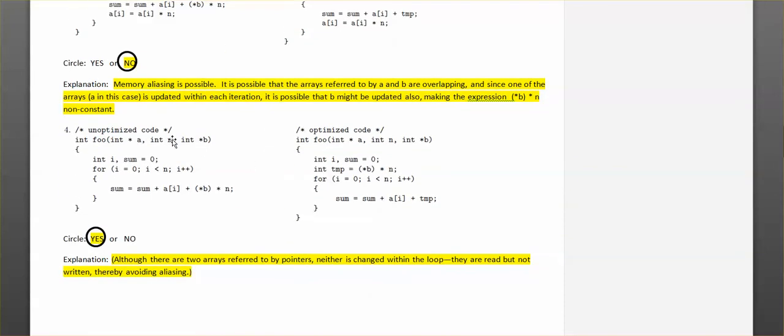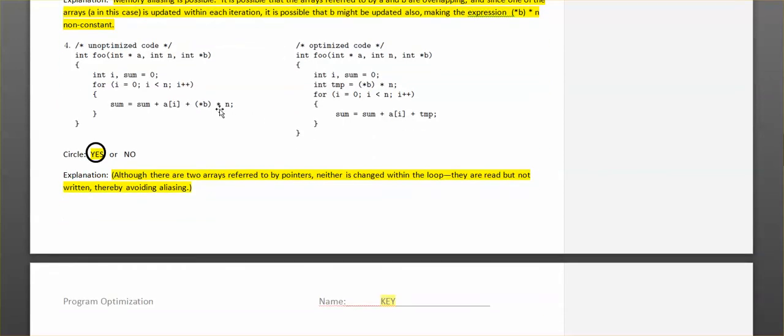Alright, so the answer is no. Memory aliasing is possible. A and B might overlap. So number 4, if you look at this one, we see once again we have two arrays, star A and star B pointers, and we see a calculation here. But in this case we see that we're going to factor out the star B times n into a temporary, using code motion, and then we use the temporary inside the loop.